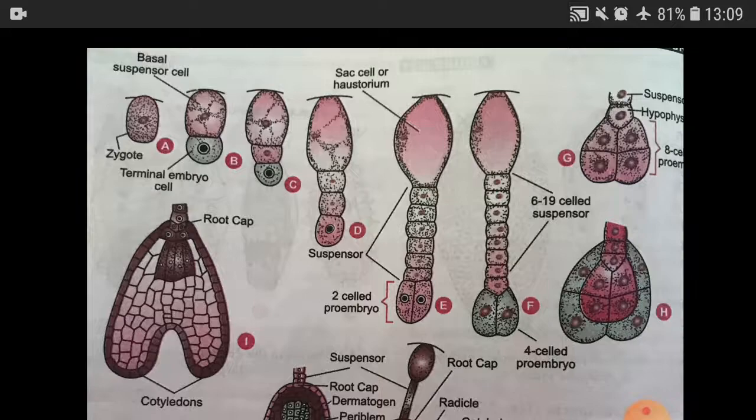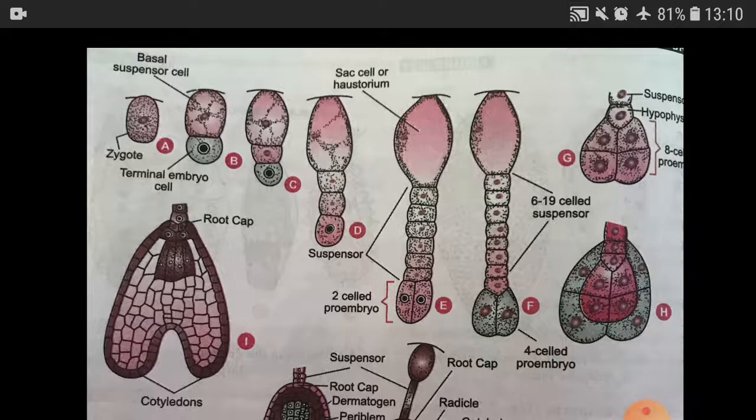The zygote enlarges in size first, secretes its own cellulose cell wall, and then divides by a transverse division, resulting in the formation of 2 unequal cells. You can see in the diagram which is displayed on your screens. The larger basal cell is called the suspensor cell, which lies towards the micropylar end of the embryo sac, and the small terminal cell is known as the embryonal cell, which lies towards the chalazal end of the embryo sac.